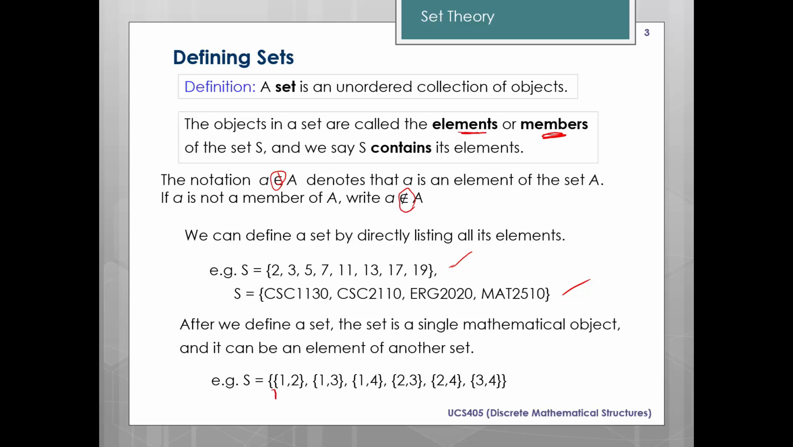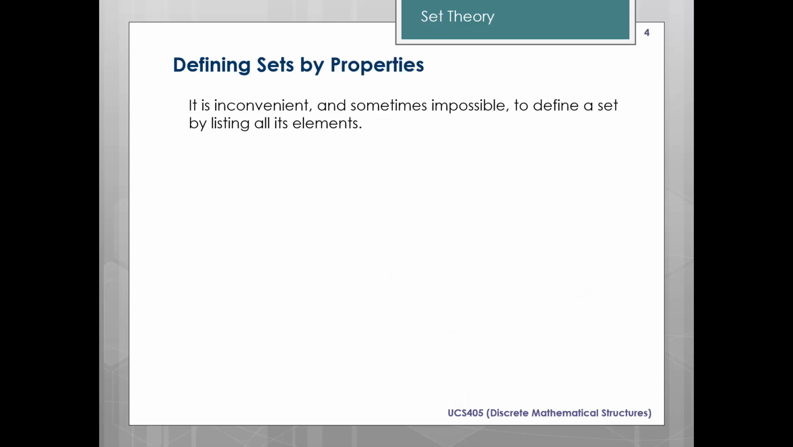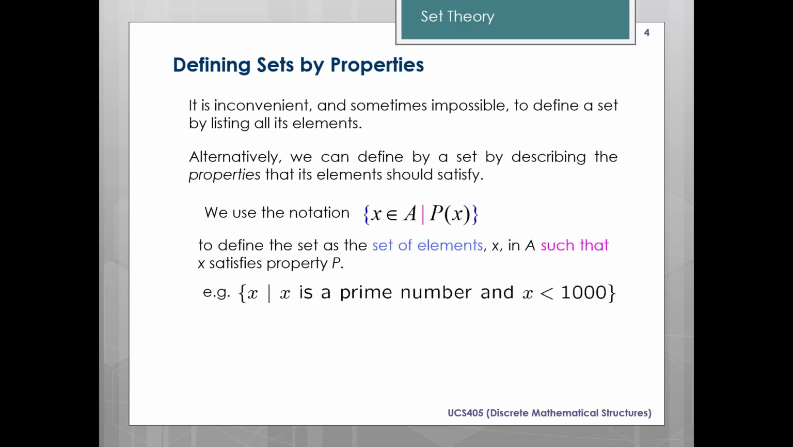This is another element, another element, another element, another element. So that means we can say that it can be an element of another set. Next, we can also represent the set in this way.